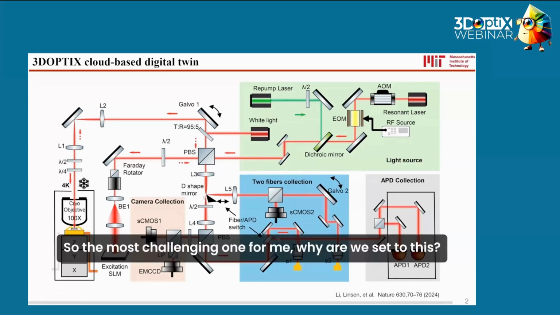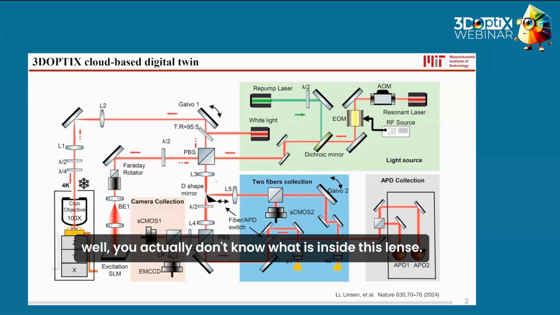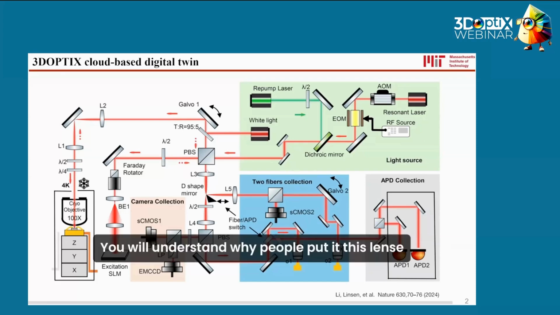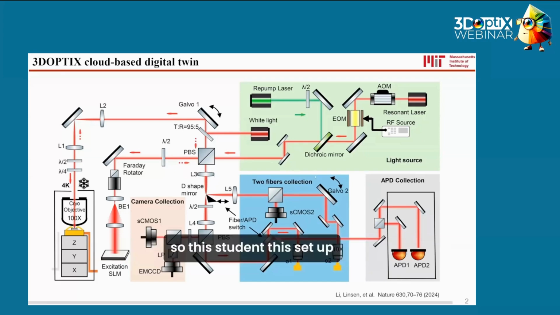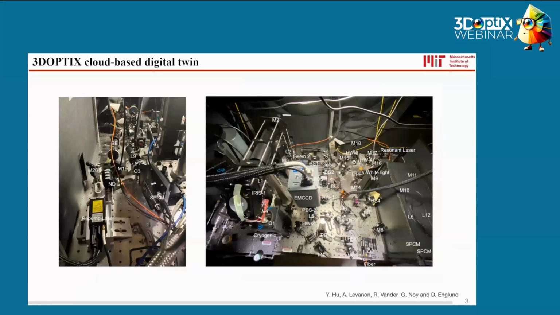The most challenging part for me when I came to the lab is that a lot of elements, for example lenses, are mounted. So if you don't label them well, you don't know what is inside the lens. In the future, it will make it hard to understand how to optimize and even why people put this lens there. This setup, as you see in the photos, took a few people at least 3 years of experience to gradually update and improve.